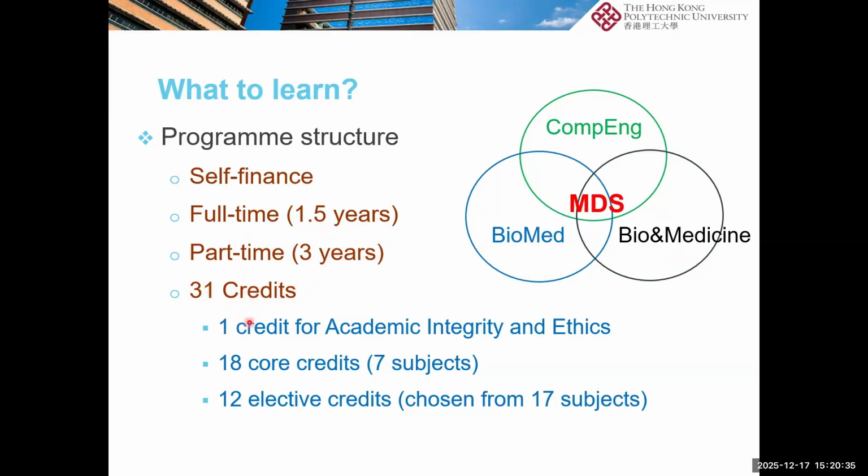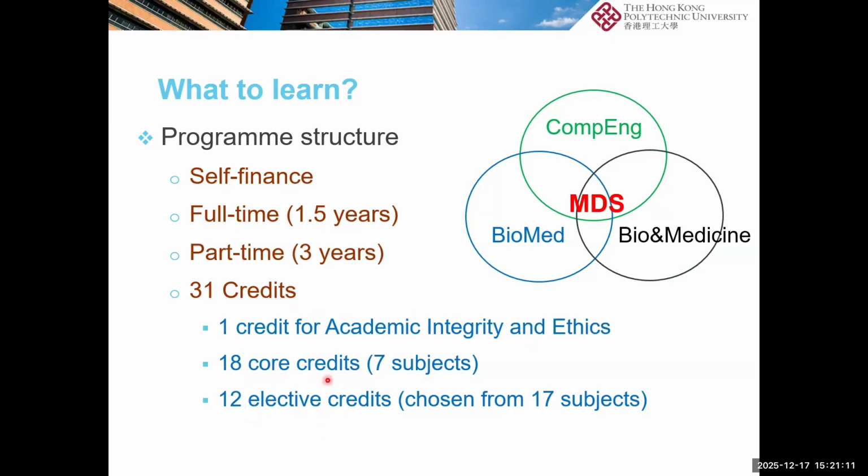But notably, 1 credit is for the subject academic integrity and ethics. This subject is compulsory for all taught postgraduate students in PolyU. This credit will not be included in the tuition fee. And then our students will be required to take 7 subjects, which are core. I will show you the subjects on the next slide.